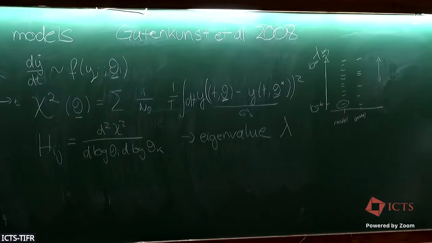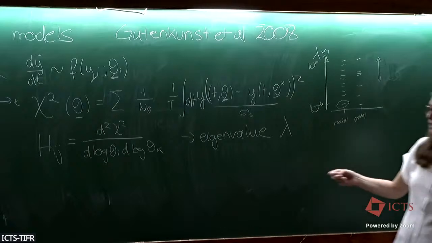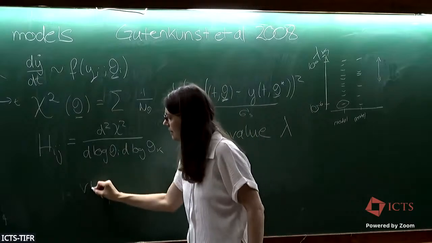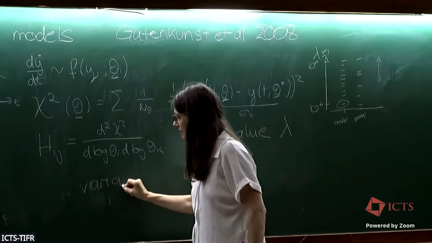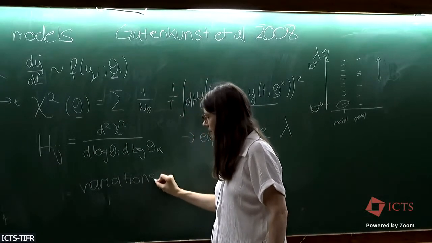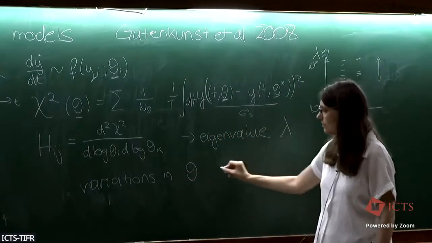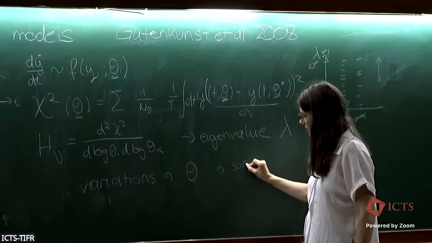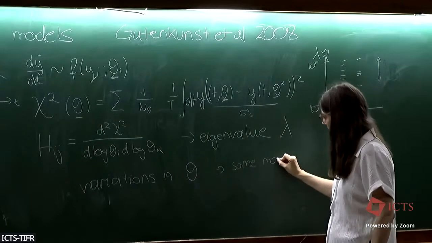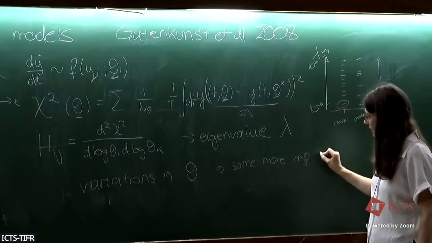Okay, so that was to some extent the sloppy approach in the model. So we can look at variations in model parameters and find that not all parameters matter equally. Some are maybe more important than others.